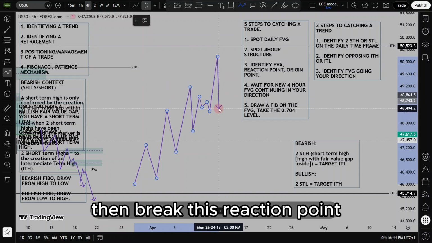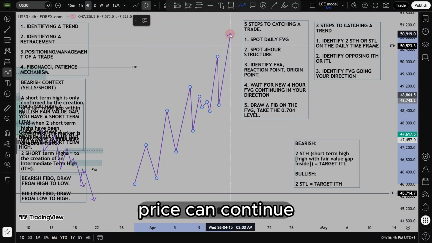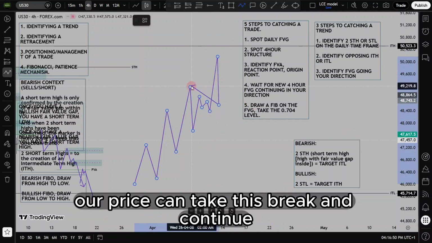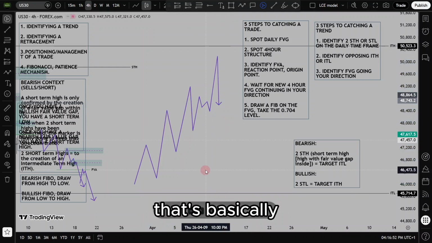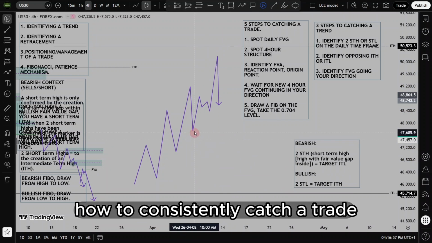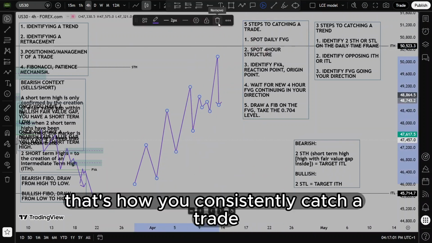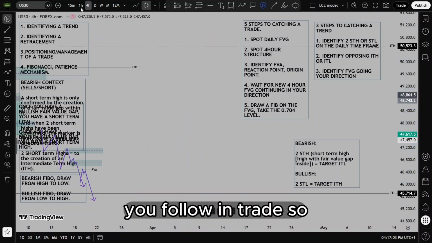This reaction point, if price comes back to it, price can continue, or price can come lower and continue, or price can take this break and continue. That's basically how to consistently catch a trade when following the trend. That's how you consistently catch a trade in following the trend.